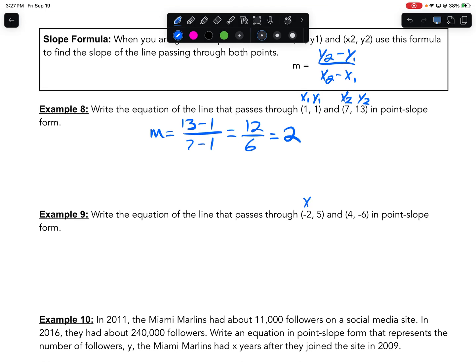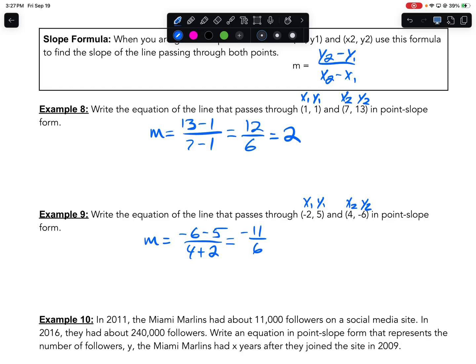So again, if it helps you to label them, who cares? You're less likely to mess up the equation if you label it, right? But if you totally get it, you don't need to label it. It's all good. Negative 6 minus 5, second y minus first y. Second x minus first x, 4 minus negative 2, or 4 plus 2. So you can do that sign switch in your head as well. Minus minus makes plus. That's why it's 4 plus 2. So we get negative 11 over 6.